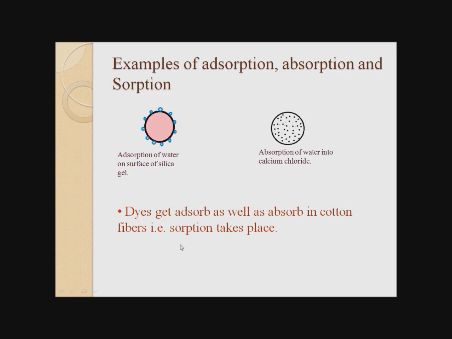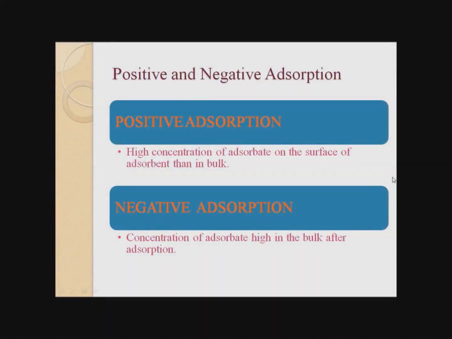This process is called sorption. In sorption, both the processes adsorption and absorption take place simultaneously. Positive and negative adsorption. First is positive adsorption, in which there is a high concentration of adsorbate on the surface of adsorbent than in bulk. For example, when a concentrated solution of KCl is shaken with blood charcoal, it shows positive adsorption.